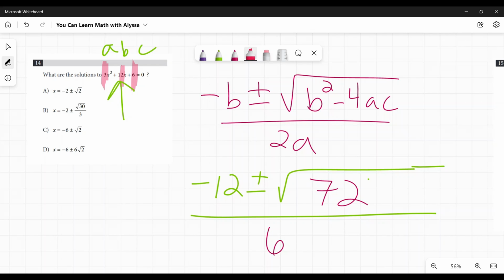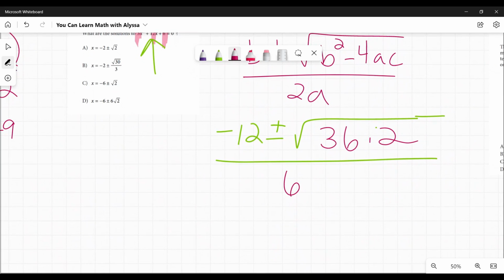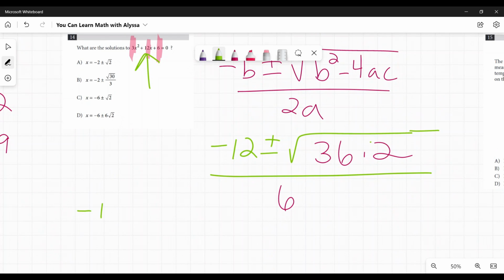Okay, so now I know 72 is 36 times 2. So, okay, I'll put that in there. It is 36 times 2. And now we can really start tidying this up. So I'm going to rewrite that as negative 12 plus or minus square root of 36 times square root of 2, because you can do that. One of those great things with square roots, with radicals, that you can do. And what is the square root of 36? It is 6. Hey! So negative 12 plus or minus 6 times the square root of 2 over 6.